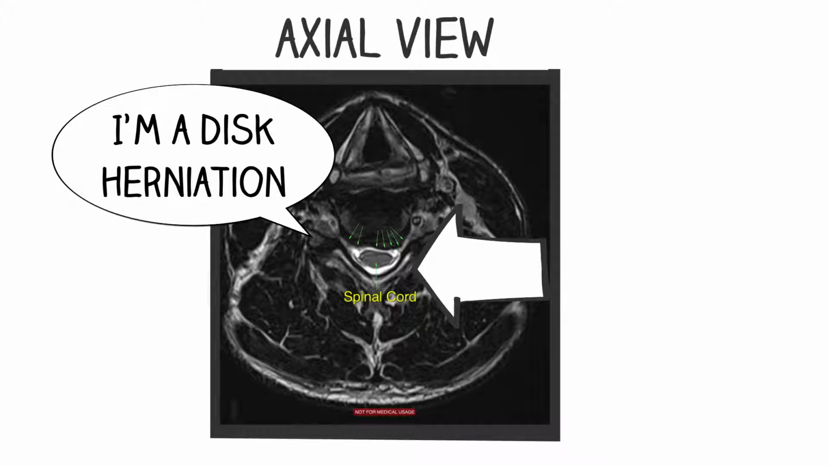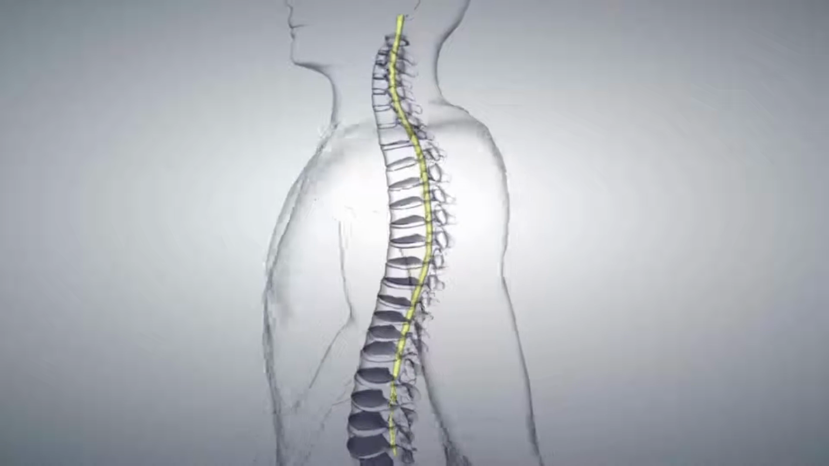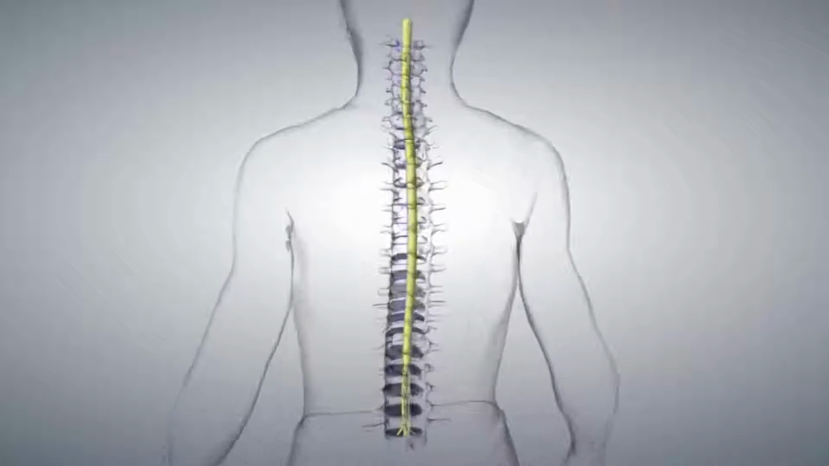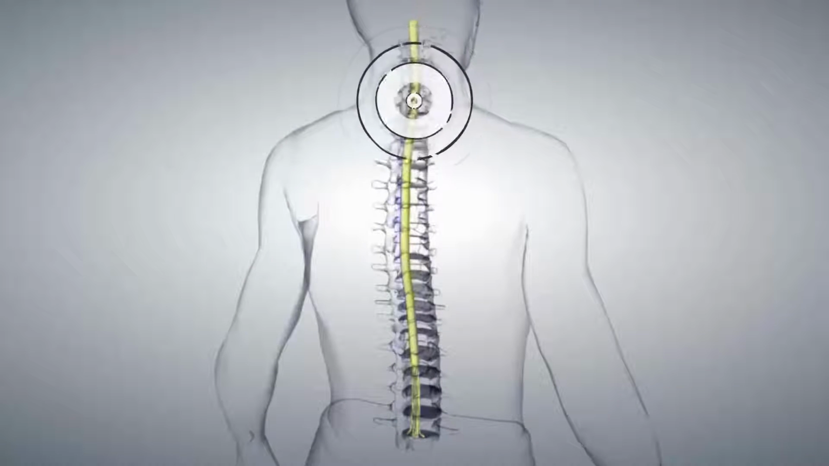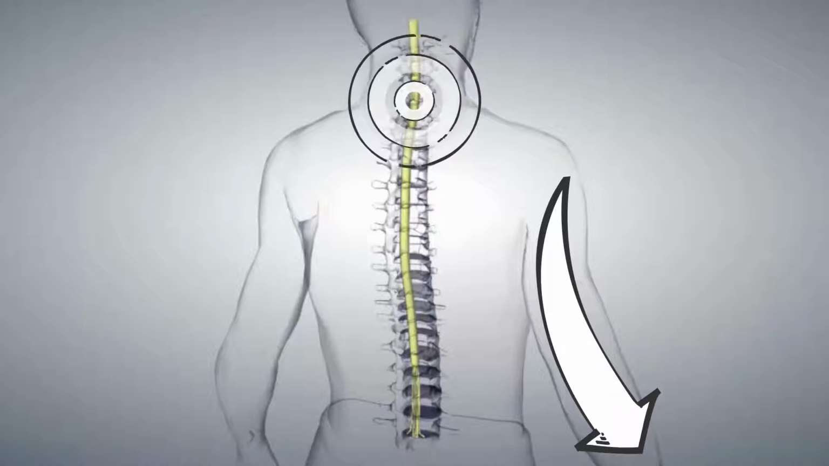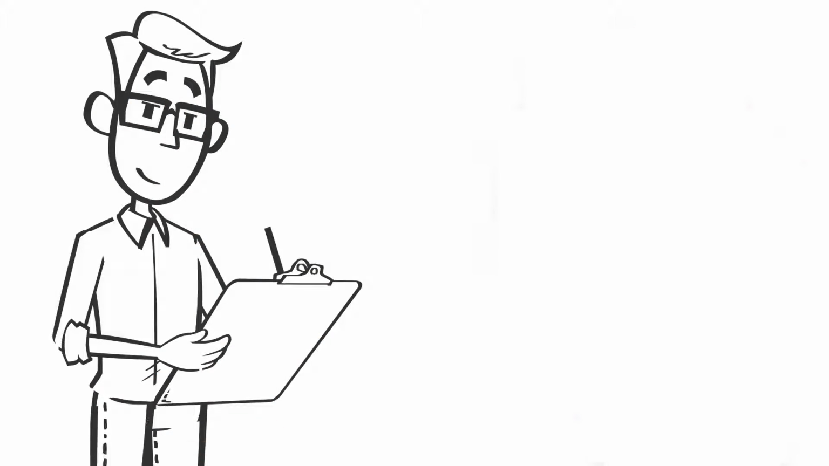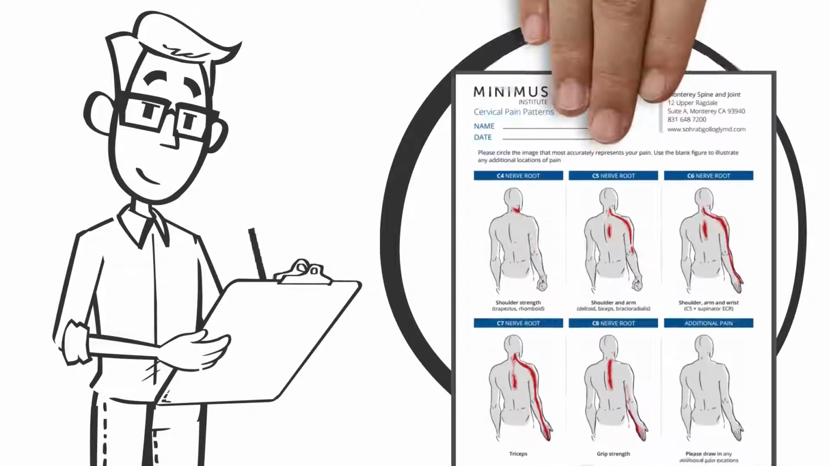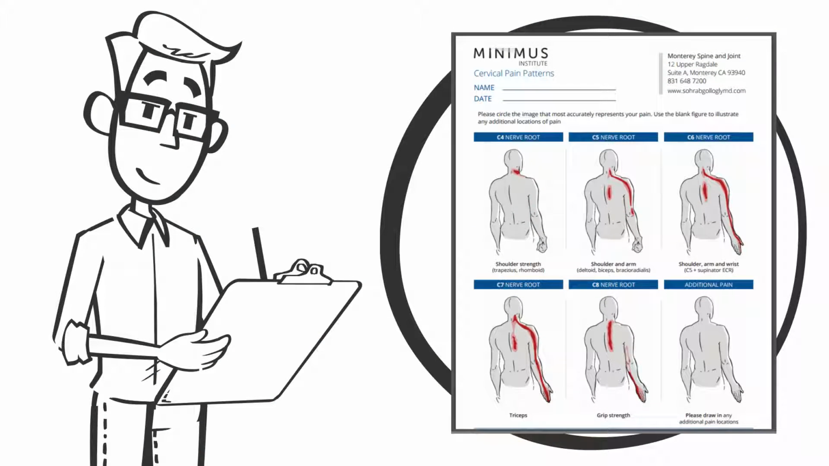And here we can see how the disc bulge is putting pressure on the spinal cord and the nerve roots on both sides of the spine. The location of the pain is a clue as to which nerve root is being affected. The cervical nerve roots travel to particular parts of the arm and the hand. We have our patients complete a pain diagram and a pain journal, and this helps us confirm which nerve root is irritated and inflamed by the herniated disc.